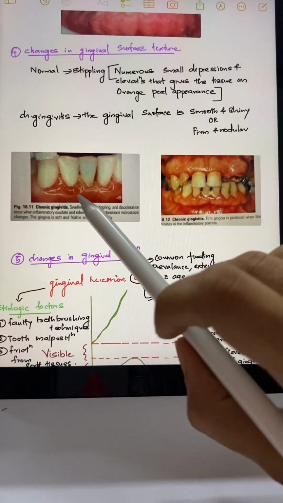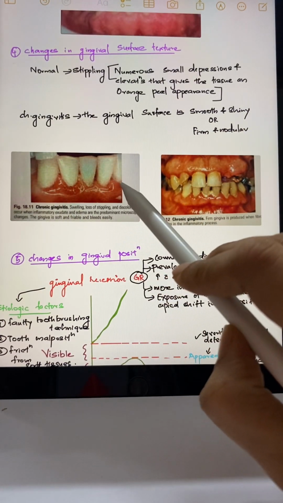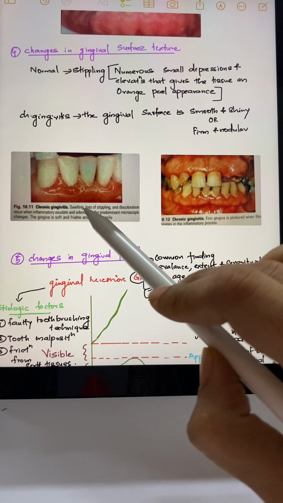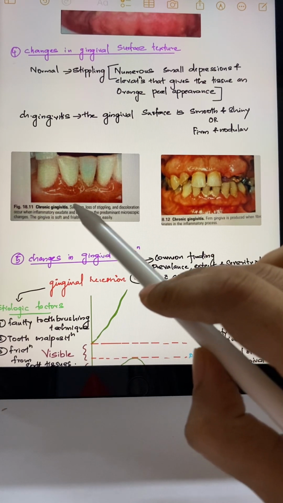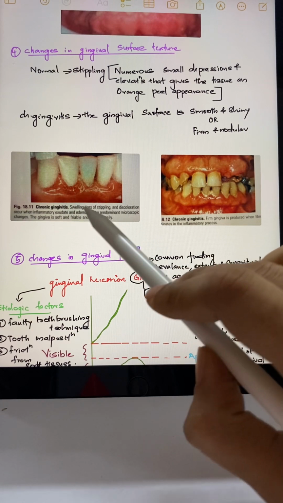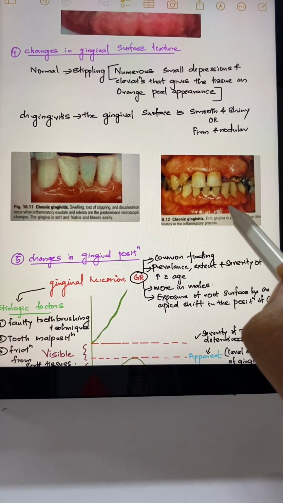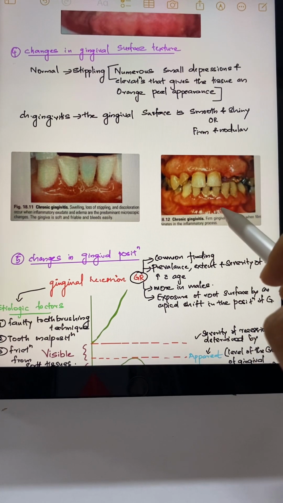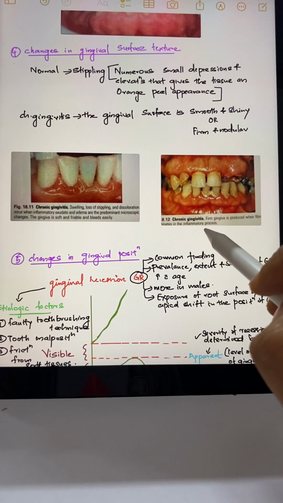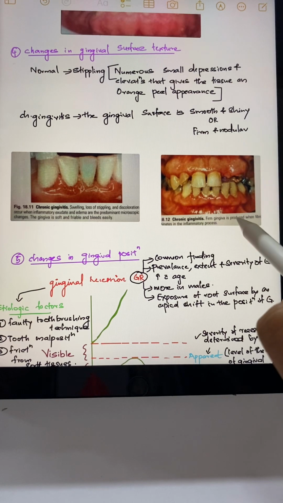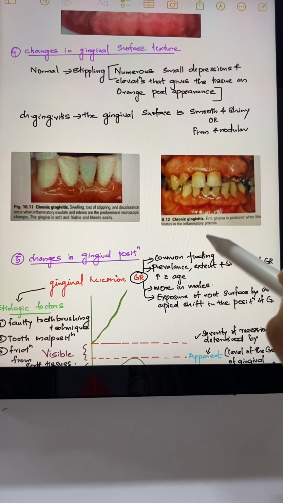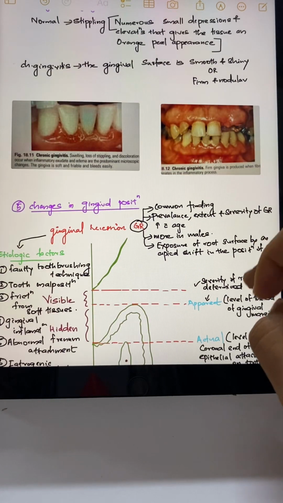If you see this picture, you will understand the gingival surface is smooth with loss of stippling, and swelling and discoloration, everything can be seen in this case. And in this chronic gingivitis we can see firm and nodular gingiva because of the fibrosis production that dominates in the inflammatory process.